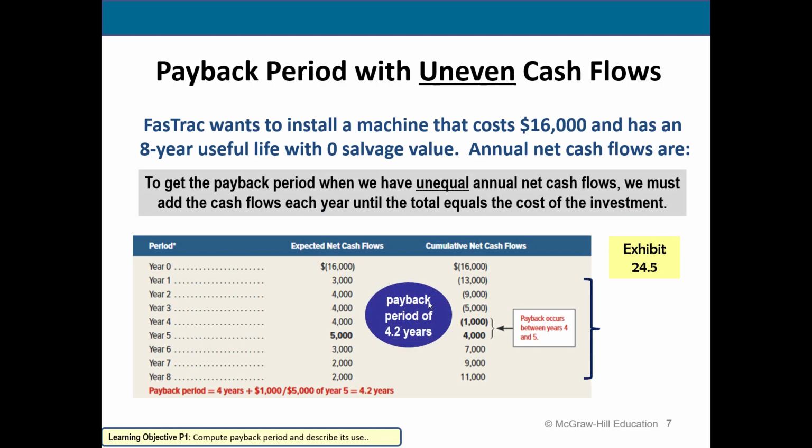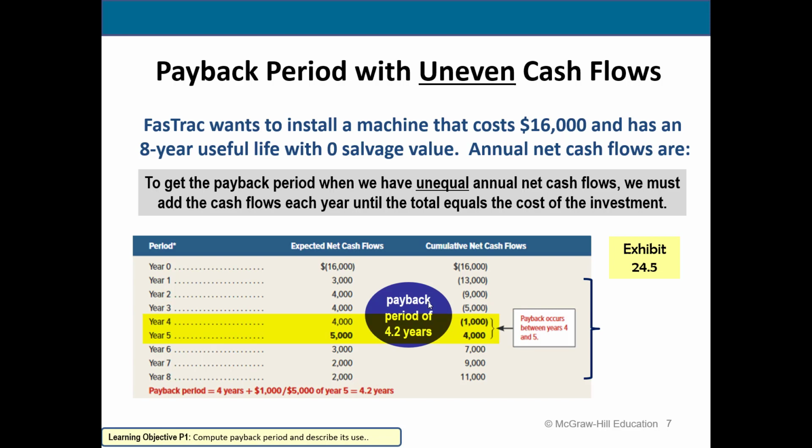If you have uneven cash flows, you have to do a separate type of calculation. You can see that there are various net cash flows in the second column, and what you have to do is look at the cumulative net cash flows. So you begin with year 0 of the cost of the investment. And then each year after that, we start to come out of this negative amount. After year 1, we take negative 16,000 and subtract the positive 3,000 to get negative 13,000. And you keep doing this until you find out where you come out to basically 0.